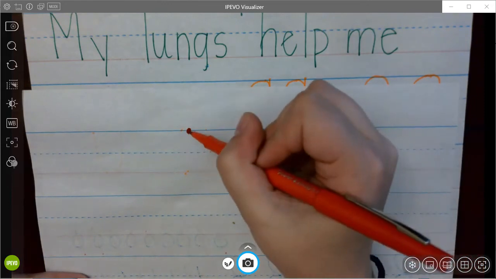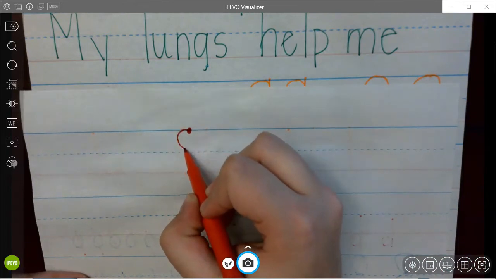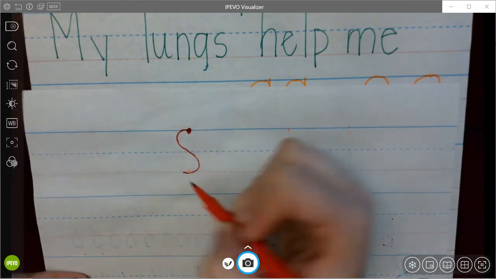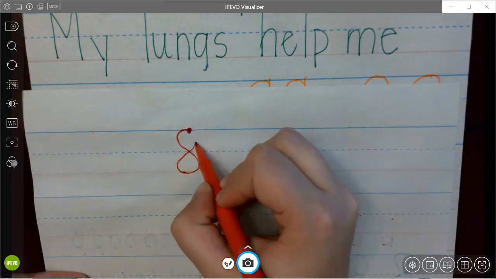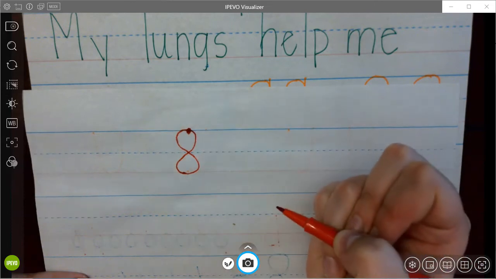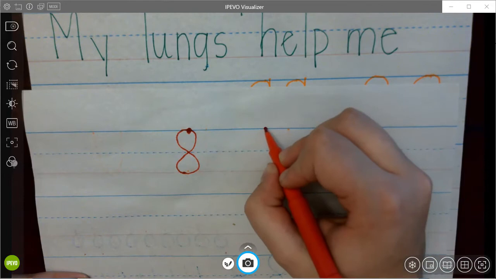So I have a dot from my starting point, and then I go like I'm making an S. You know, it kind of looks like an S, but then I'm going to continue it up. I got to cross back over and end up at my dot. See how it kind of looks like a racetrack from my Hot Wheels? All right, I'm going to do another dot over here.